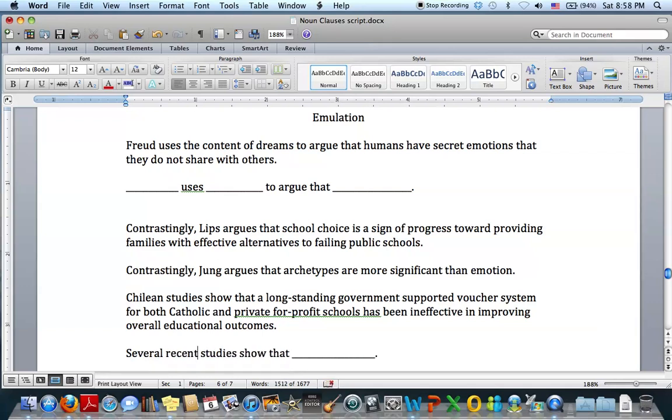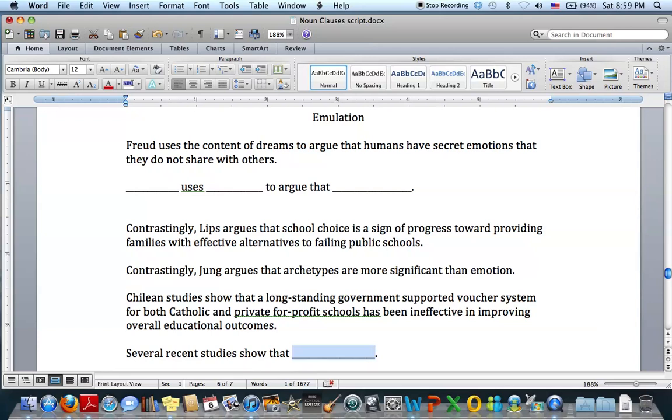Okay, several recent studies. Great, that works. Show that, and here's going to be my main point. Several recent studies show that, once again, since we're using all these that's, and notice, like I said before, this is the most common type of noun clause in academic writing. The reason is it's so easy to use. We can put any type of sentence we want after this, right?